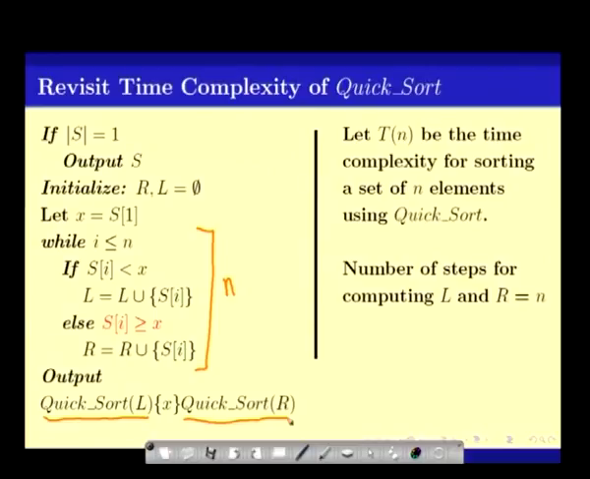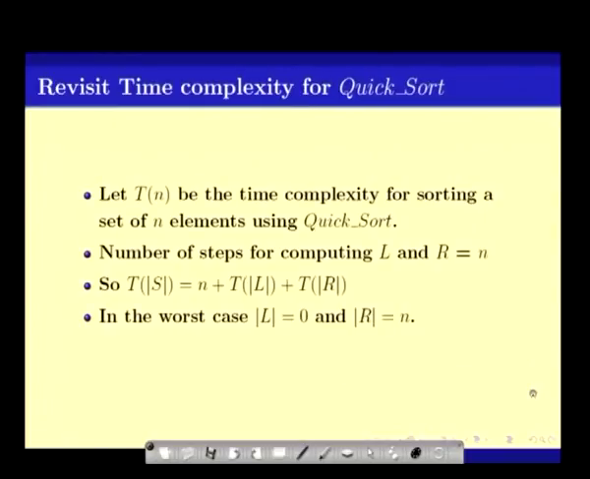Now, since T(n) is the time complexity for sorting a set of n elements, the time complexity for sorting L is T of size of L, and similarly this one is T of size of R, and thus we have T of size of S is n for this set plus T of size of L plus T of size of R. And then we claim that in the worst case the size of L can become 0, whereas the size of R can be n, and then we get T(n) equals n plus T(n minus 1), and then we went on to prove that T(n) will become around n square, because this will be n plus n minus 1 plus n minus 2 and so on.